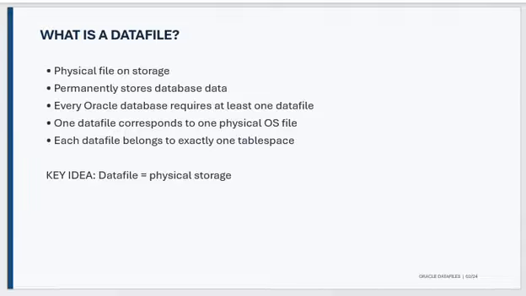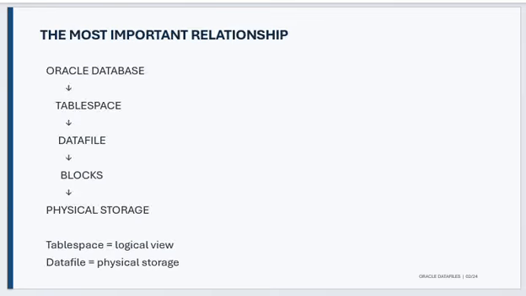So we can visualize this like we studied earlier. A tablespace can have one or more data files, like data file 1, data file 2, data file 3, and all three physical files belong to the same logical tablespace. This relationship is extremely important, so let's slow down here.